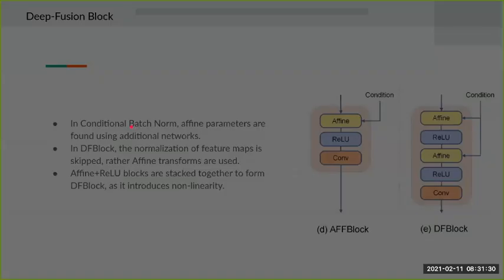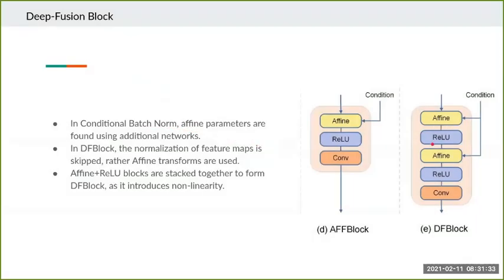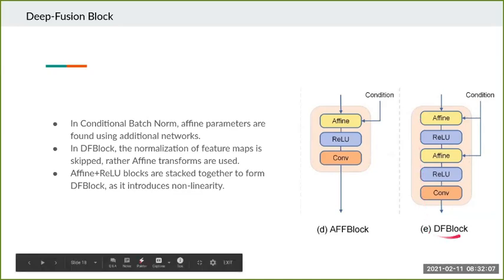The basic idea behind using a deeper stacking rather than just a single affine ReLU block is that it will give more opportunity for the condition to sink in. It will give a better fusion of textual and image information, combining them together. Also, using a deeper network would introduce more non-linearity as compared to a less deep network, and this would result in a better overall fusion. So that's why they chose to use this DF block, as they named it, rather than using a single affine block.